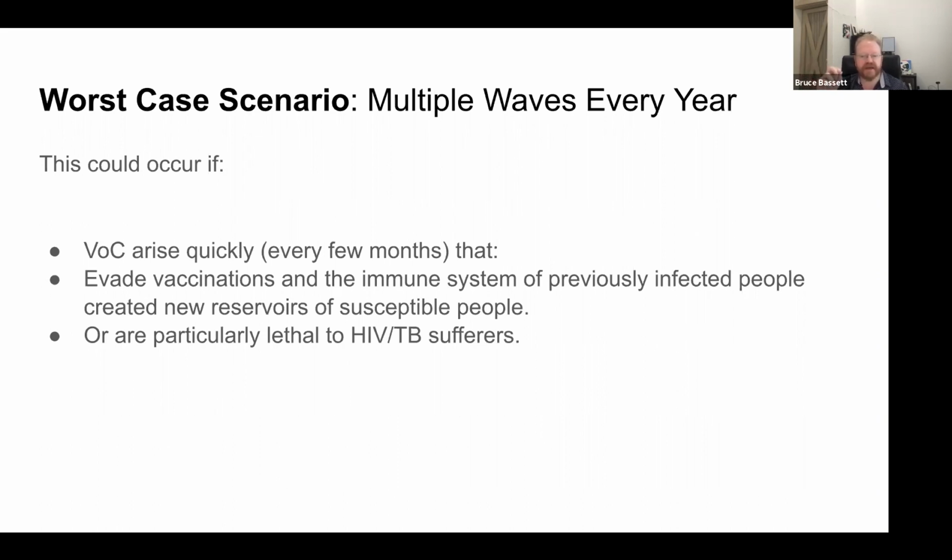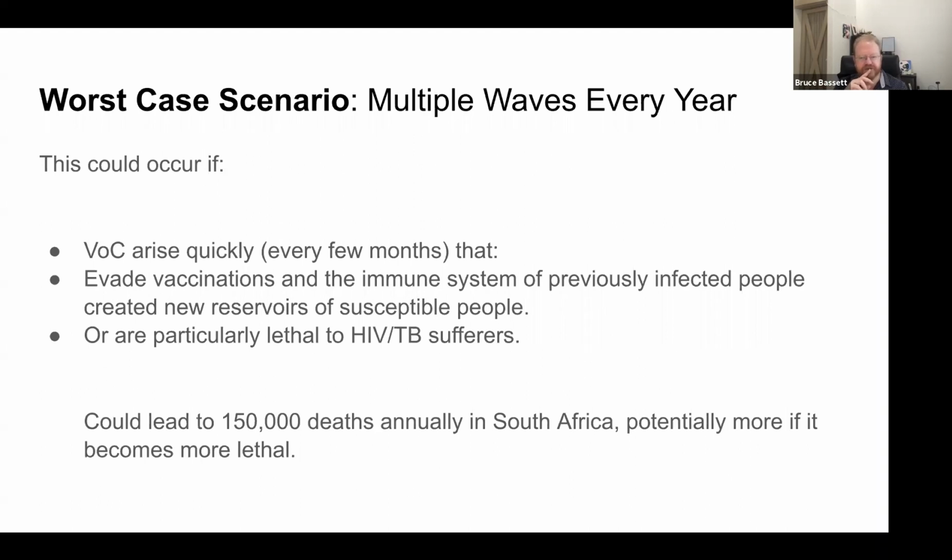we have 8 million, I think, people living with HIV. So if the lethality of the disease towards people with HIV increased significantly, that would be very bad. So if these are true, we could be facing 150,000 deaths a year, potentially more if it becomes more lethal.